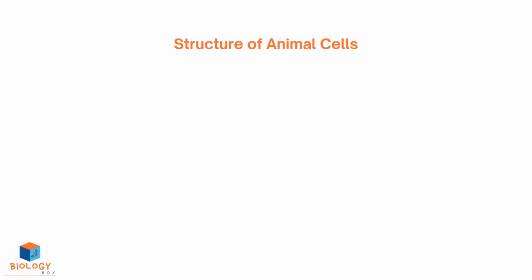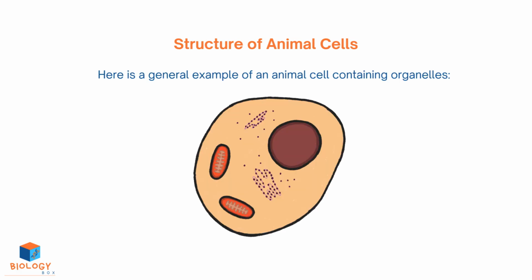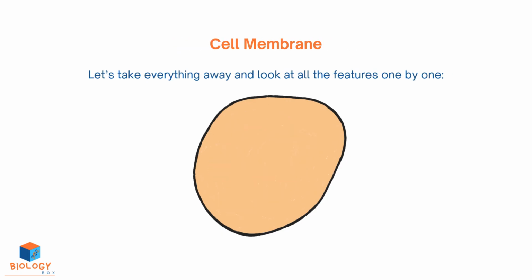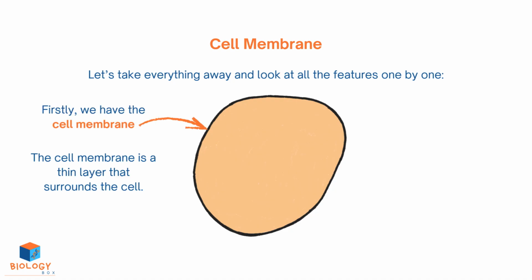Now let's look at the structure of cells. Firstly, we'll look at animal cells. Here is a general example of an animal cell containing organelles. Let's take everything away and look at all the features one by one. Firstly, we have the cell membrane. The cell membrane is a thin layer that surrounds the cell.